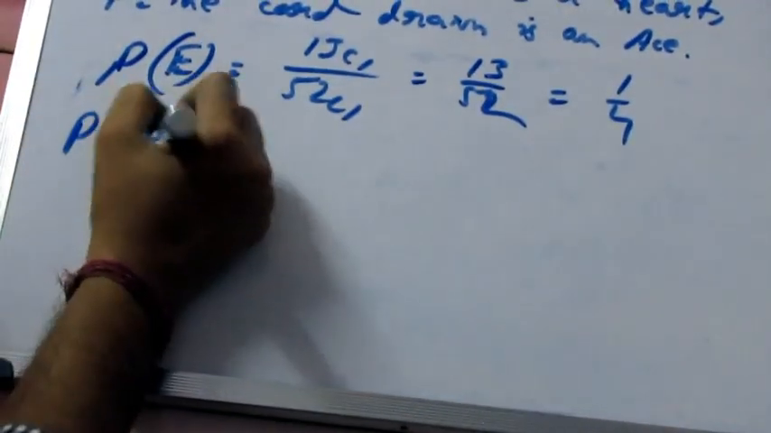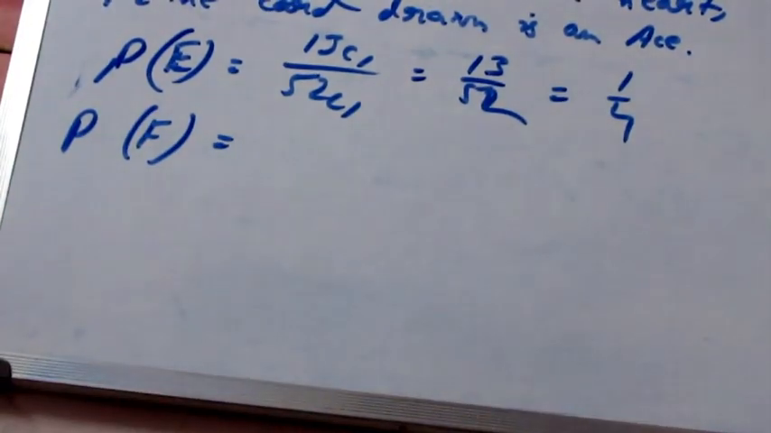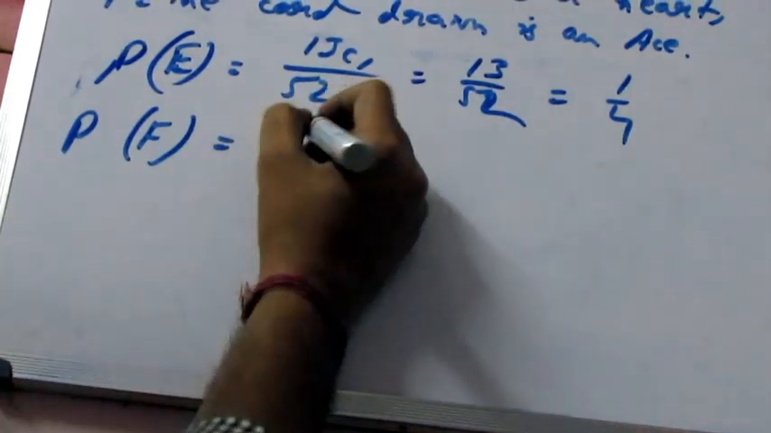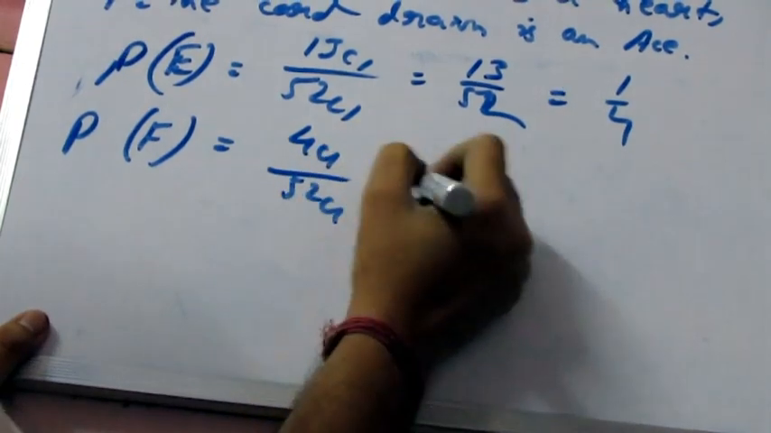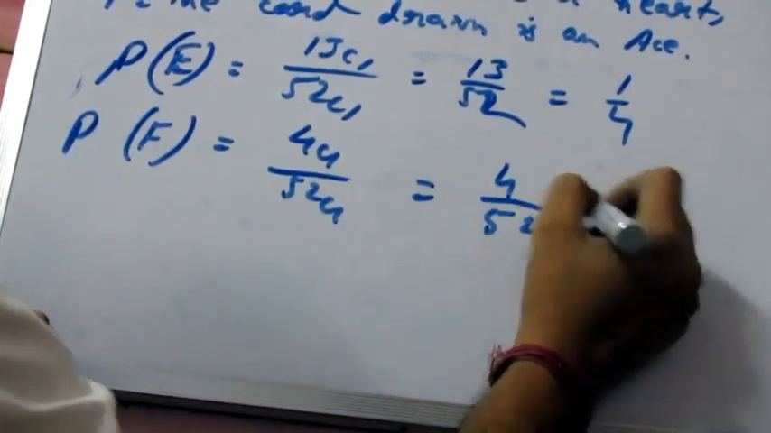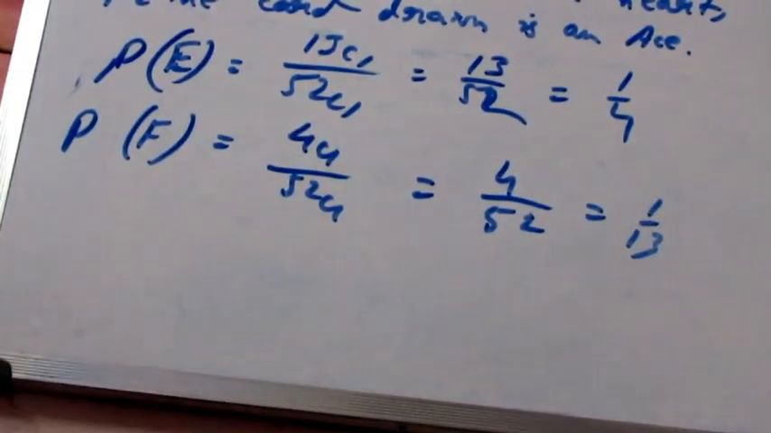Now probability of F is equal to: there are 4 aces in a card game. So we are choosing one ace out of 4 aces. So it will be 4C1 by 52C1. That means 4 by 52, which is equal to 1 by 13. Now my target is to find the probability of E given that F.